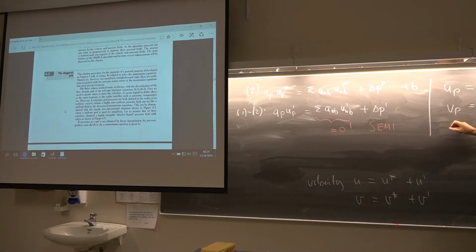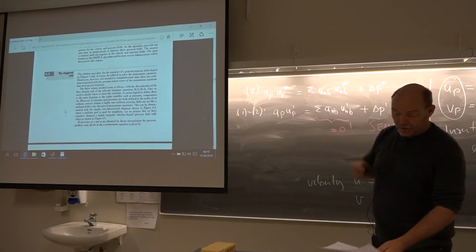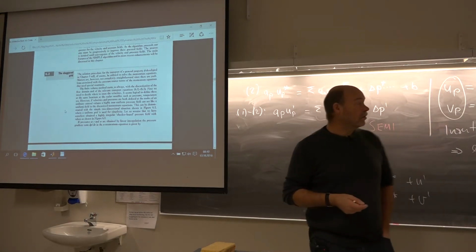So insert these 2, the velocities, insert into continuity, and then what we obtain, this will result in one simple equation for the pressure correction, P-prime. So there you actually have the entire algorithm.